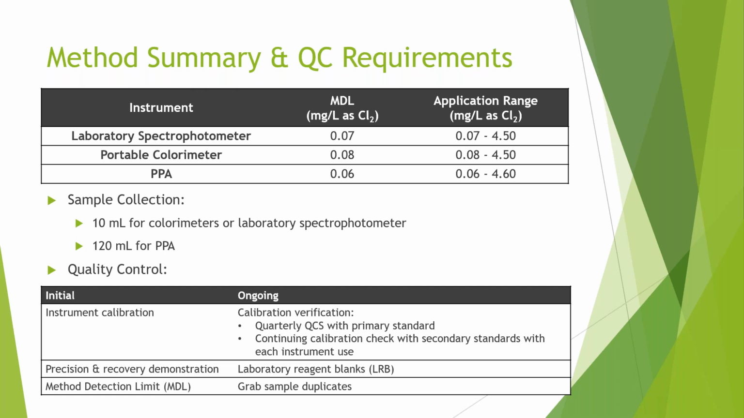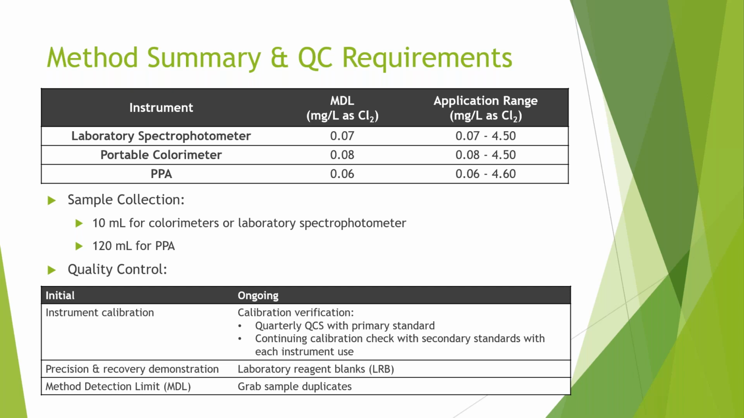And then finally, just a quick quality control summary. I have 2 columns here, one for initial quality control and then the other one for ongoing quality control. So initially running this method, if you are generating your own calibration curve for a spectrophotometer, you'll need to do instrument calibration.